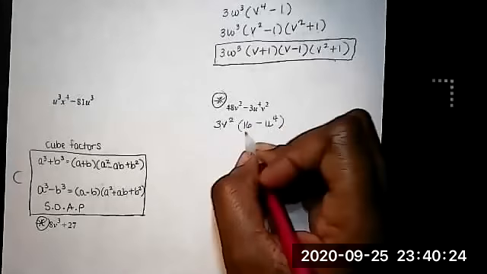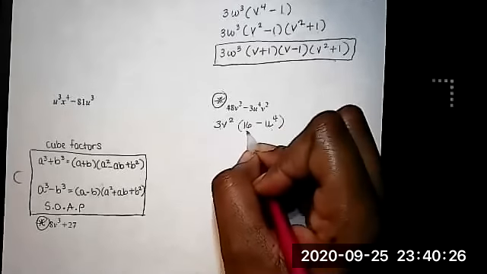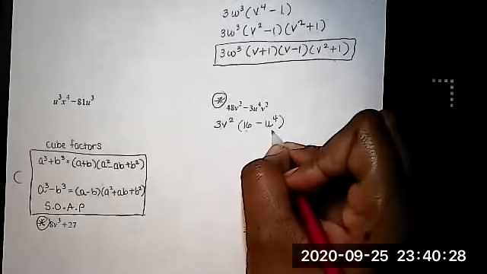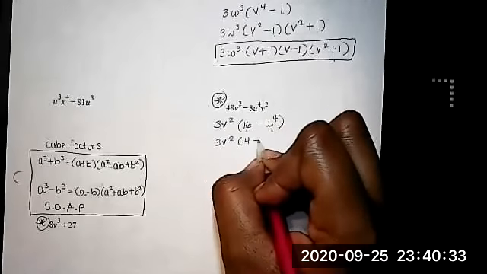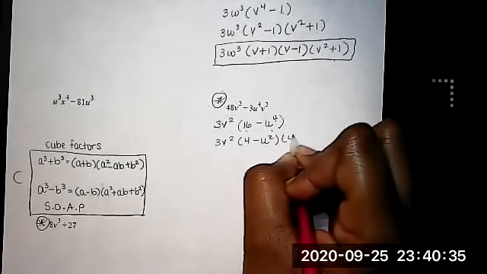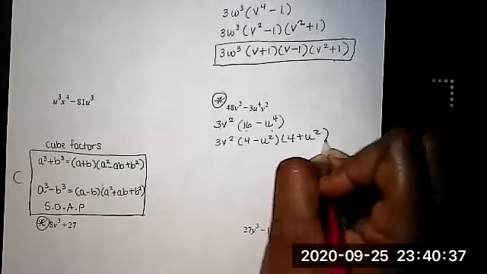So let's see, are these both perfect squares? They are. 4 times 4 and u squared times u squared. This will be 3v squared, 4 minus u squared, 4 plus u squared.